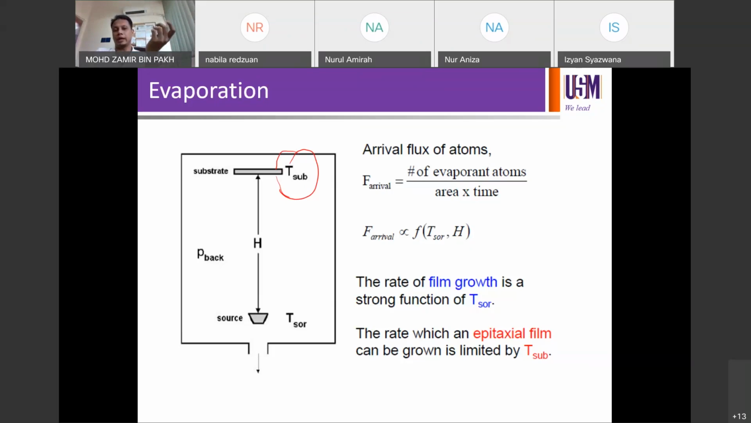Or you may even leave it at room temperature. Okay, it can also be at room temperature, or you can also increase it to maybe 200 degrees C or 300 degrees C, or in fact higher. And this substrate temperature will normally affect the properties of the sample, right? So it could be the structural properties, morphological properties, optical properties, electrical properties of the sample that you want to deposit.